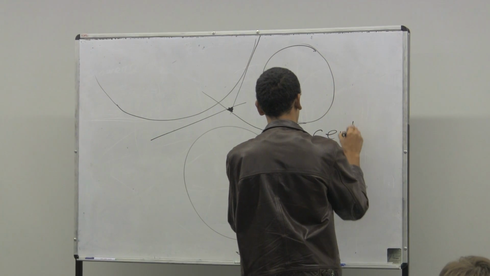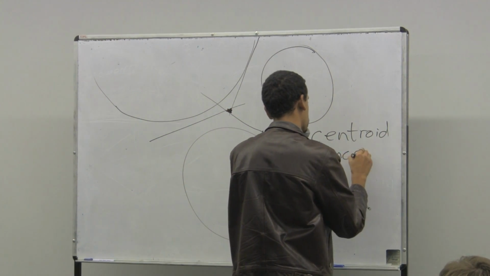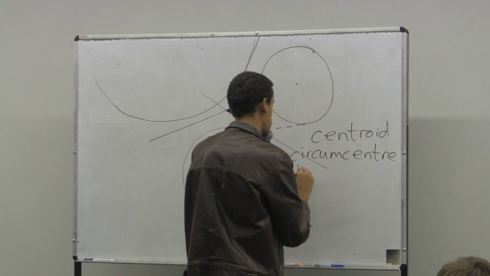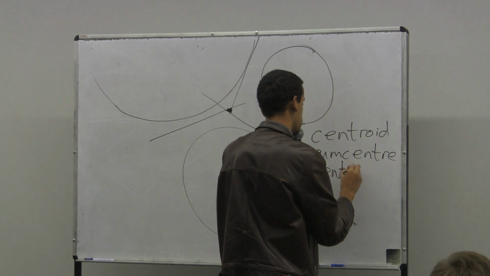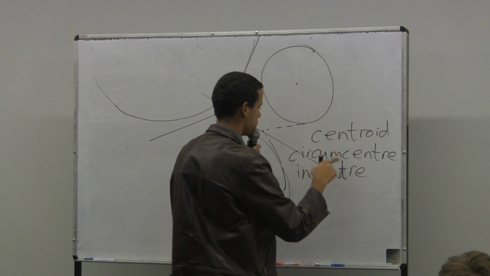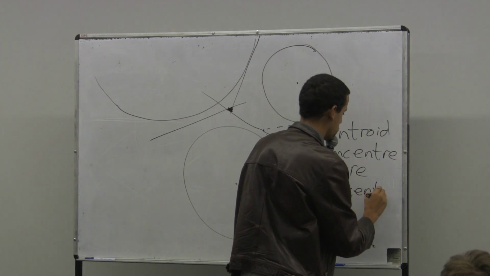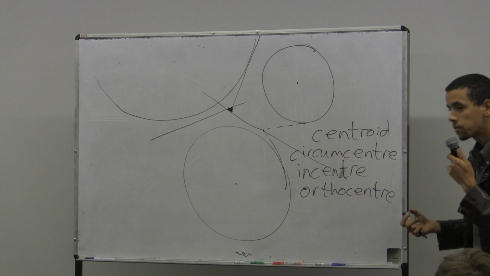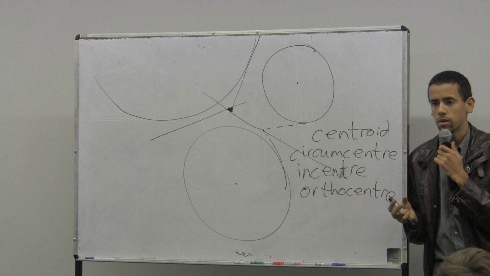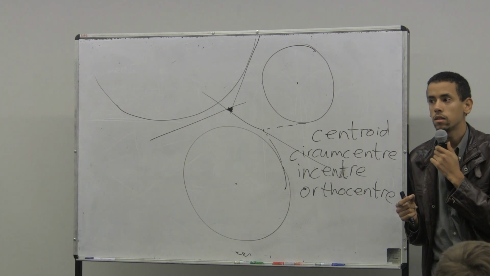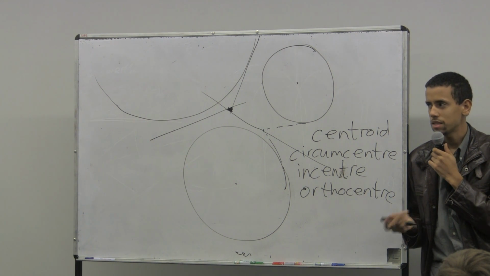Okay, centroid, circumcenter, incenter, orthocenter. Okay, pick two. Actually, let's pick one first and then we'll pick another one later. Okay, I've got circumcenter, orthocenter, centroid. Like, does no one want the incenter?